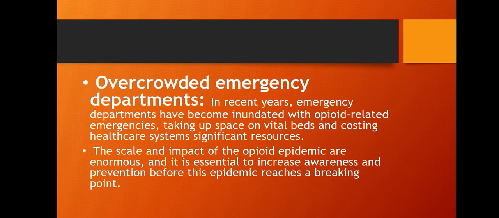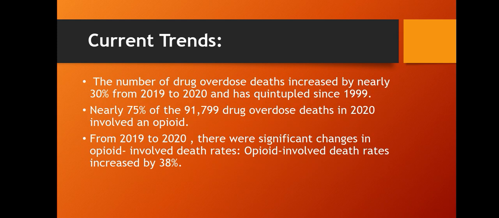Current trends of opioids. The number of drug overdose deaths increased by nearly 30% from 2019 to 2020 and has tripled since 1999. Nearly 75% of the 91,799 drug overdose deaths in 2020 involved an opioid. From 2019 to 2020, there were significant changes in opioid-involved death rates. Opioid-involved death rates increased by 38%.